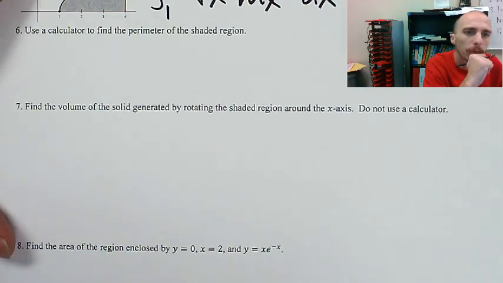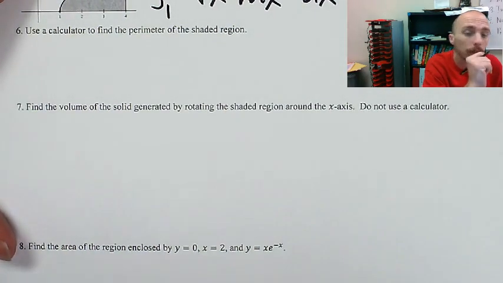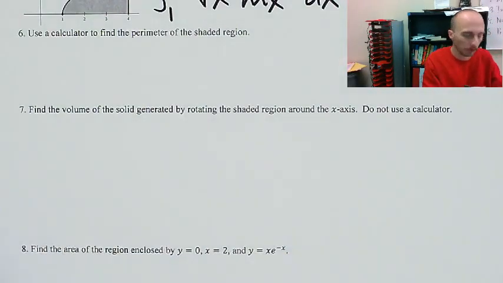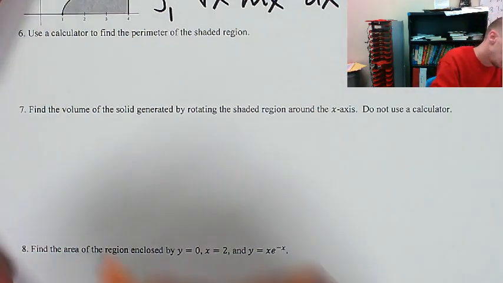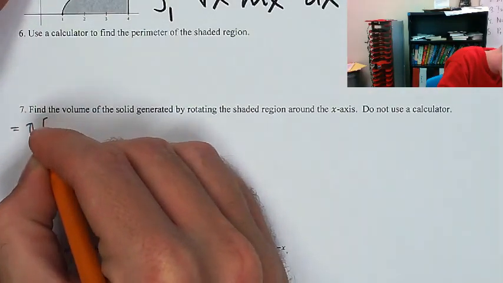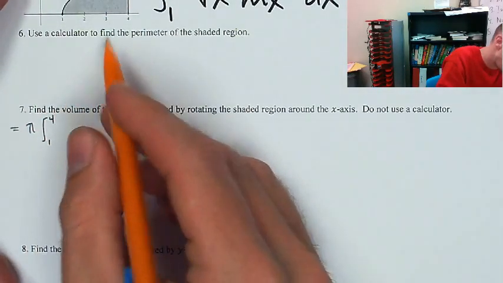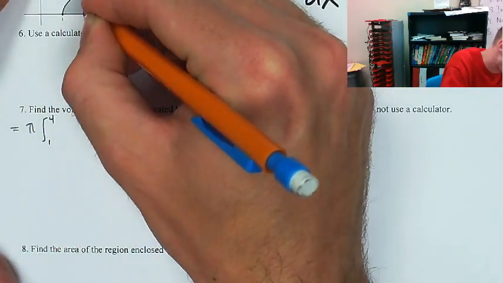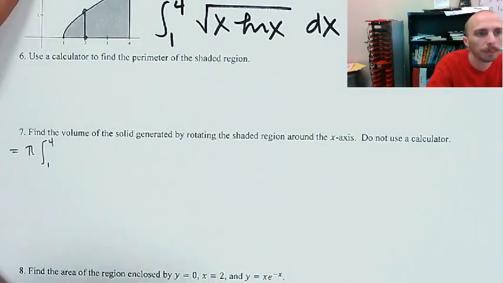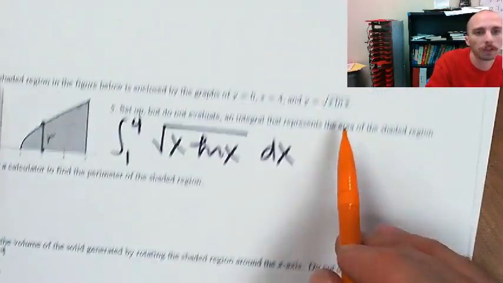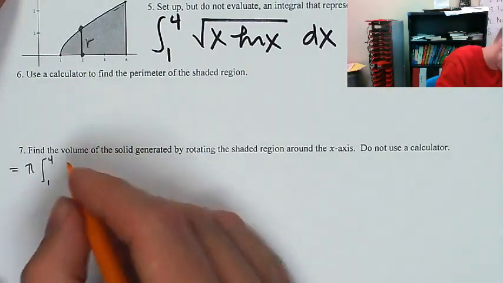Find the volume of the solid generated by rotating the shaded region around the x-axis, and don't use a calculator. Okay. Well, try to fit it in the room that I've given myself. All right, so volume is equal to pi times the integral from 1 to 4 of r squared, where r is going to be that, right? That's my radius, top minus bottom. It's just square root of x log x. So if I take square root of x log x and I square it, I'm just going to get x log x.